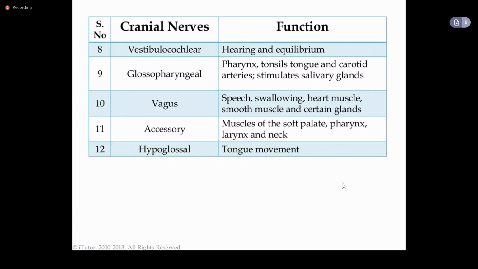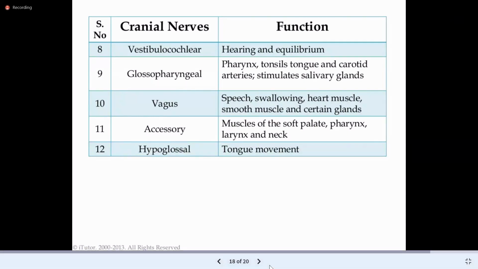And vagus is for speech and swallowing, heart muscles, smooth muscles, and glands. Accessory is for the muscles of the soft palate, pharynx, larynx, and the neck. And hypoglossal is the last pair of the cranial nerves. It is seen in the tongue movements. These are all 12 pairs of cranial nerves.